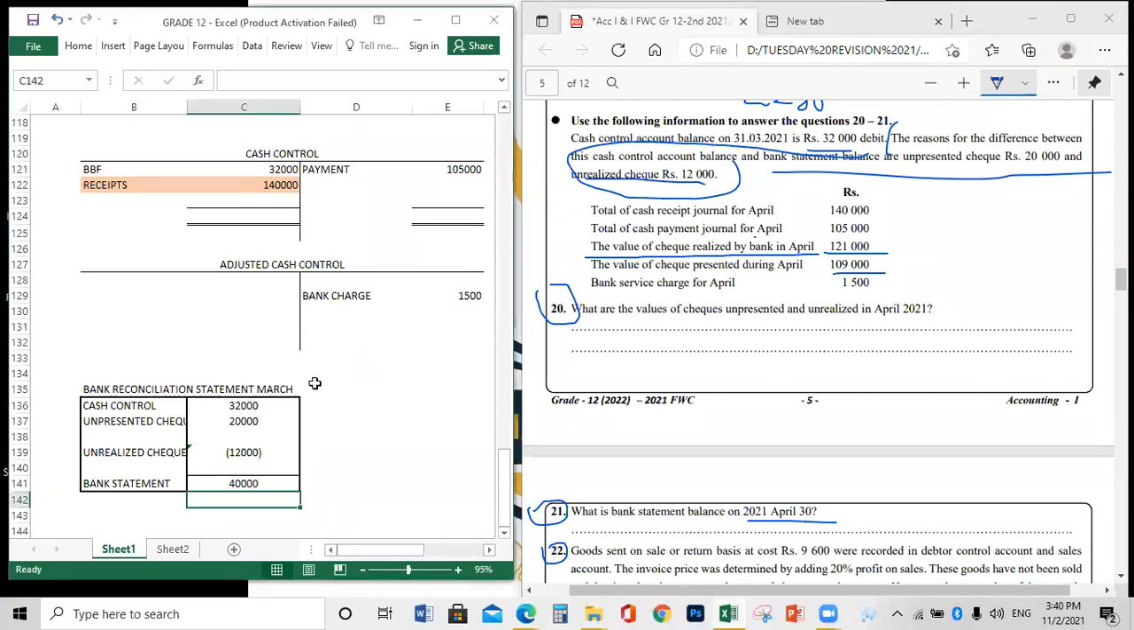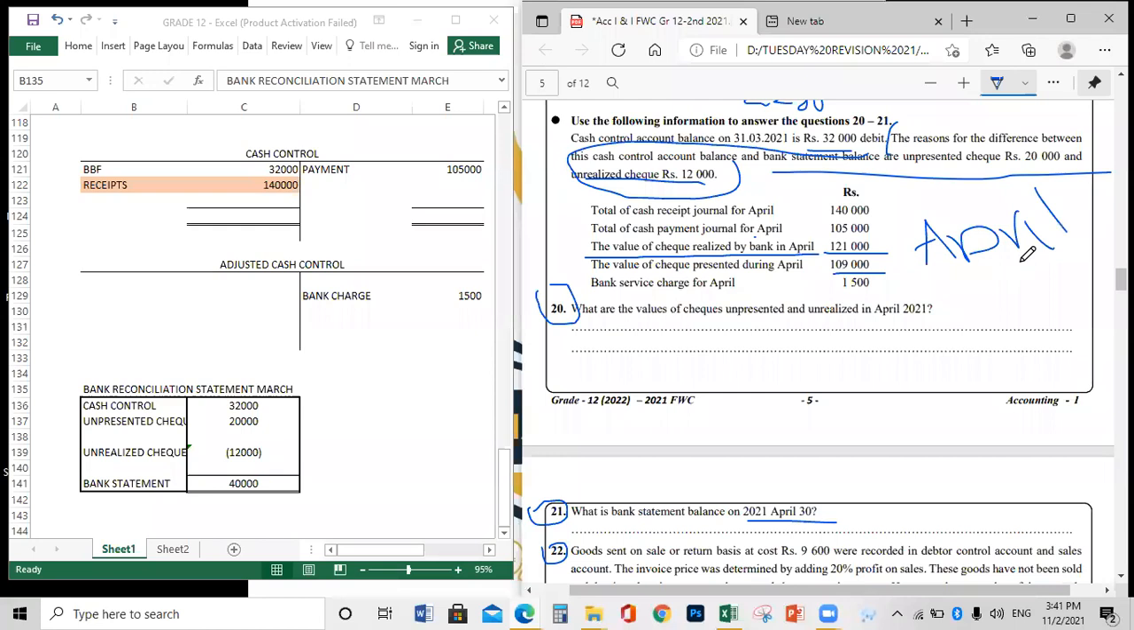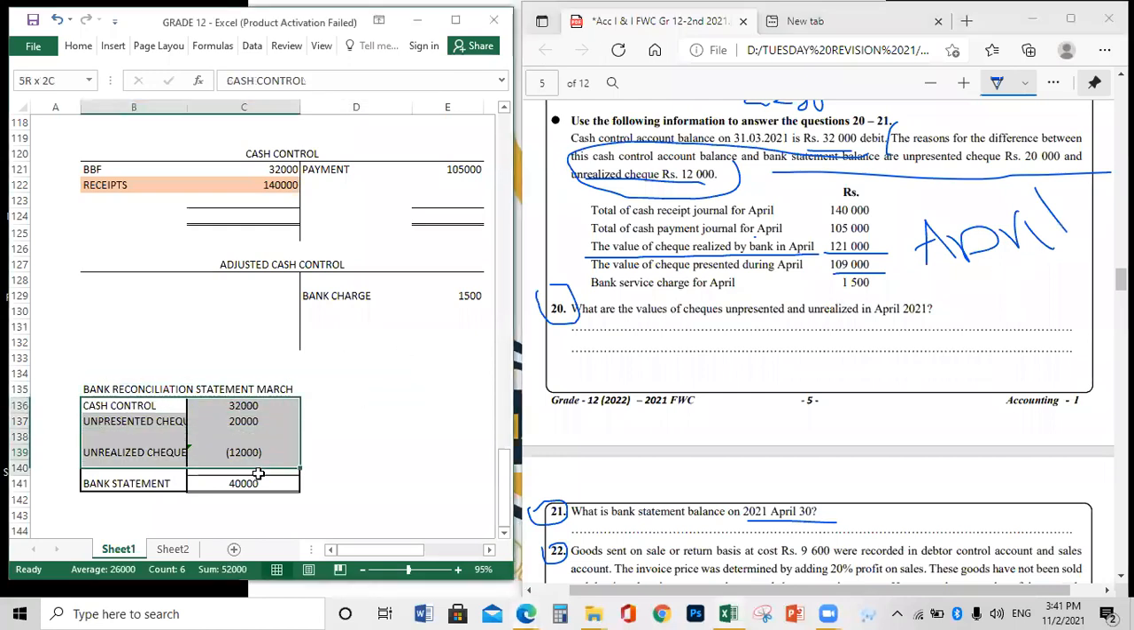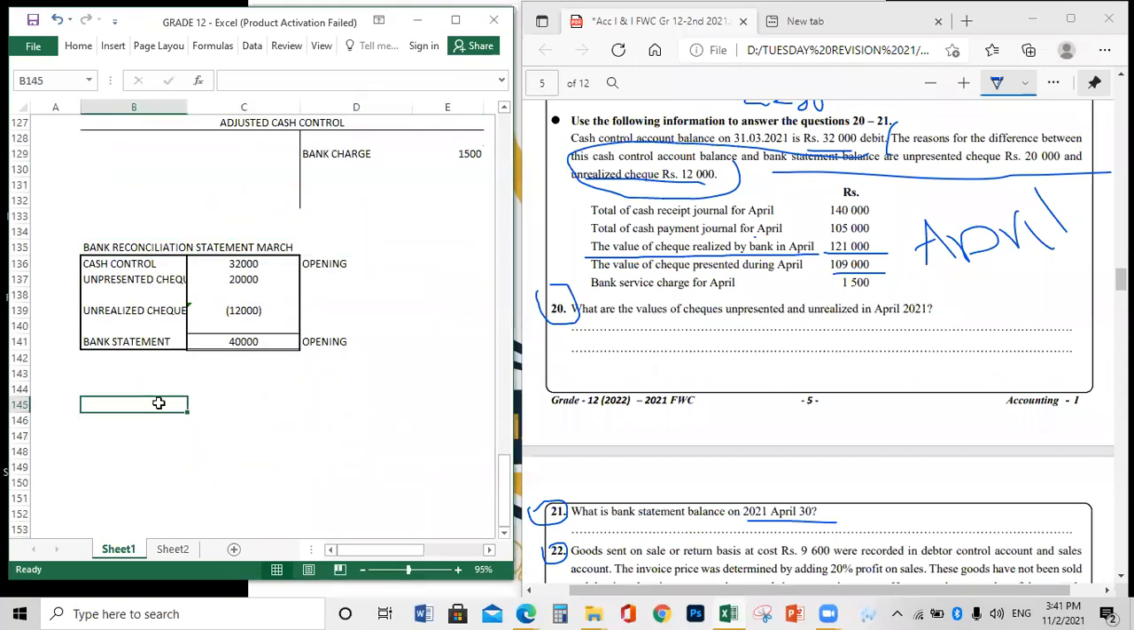So remember guys, this is the month of March. We are doing it for the month of April. Because we are in the month of April, for us these are opening balances. This is opening cash control. This is opening bank statement balance, because we are in the month of April, not March. Do you understand?